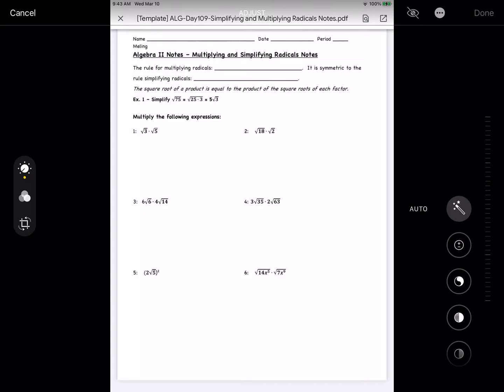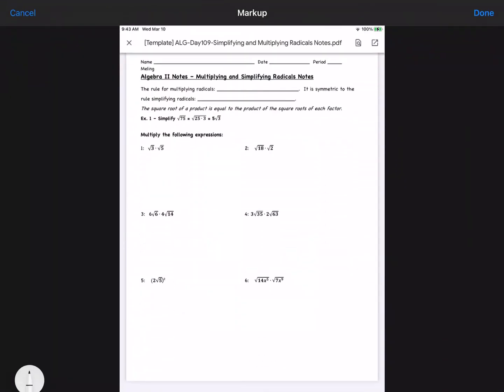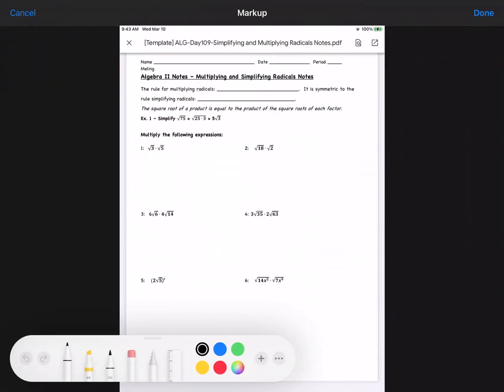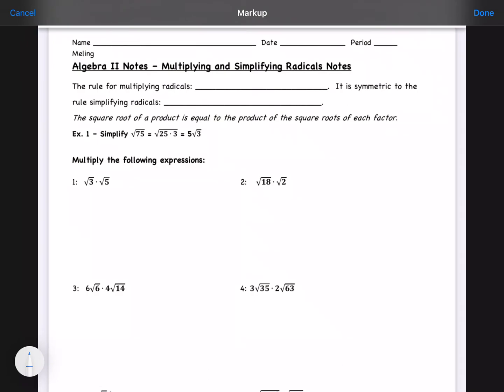Okay, today we are multiplying and simplifying radicals. It's something you've probably seen before, but we're going to go over it anyway, because it's always good to review. The rule for multiplying radicals: if we have the square root of a and we multiply it by the square root of b, it's going to give us the square root of a times b.